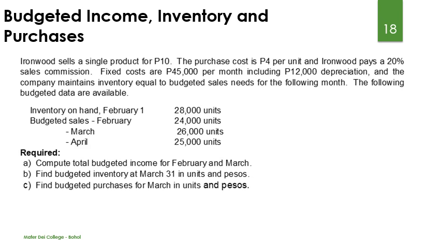Next is, let's try to prepare a budgeted income, inventory, and purchases. Okay, so Ironwood sells a single product for 10 peso. And here are the requirements: budgeted income for February and March, budgeted inventory at March in units and peso, and for March in terms of purchases, units and peso.